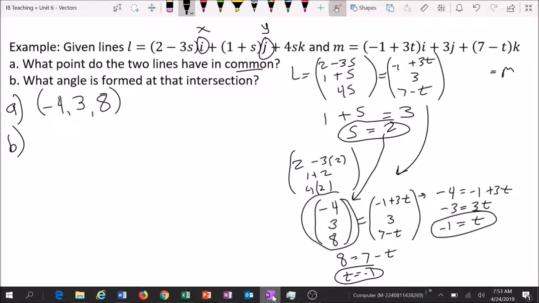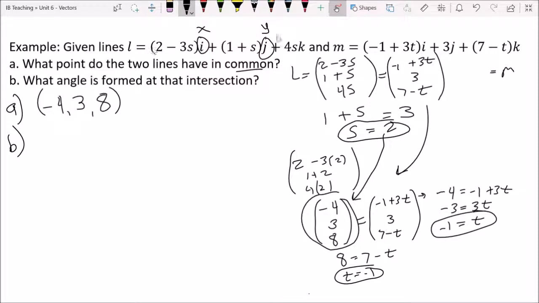Let's go to part B. We're asked for the angle that's formed at the intersection. Here's what gets a little bit confusing about a question like this one. I want to write these equations out in the original form we had. I'm going to do 2, 1, 0 plus s times -3, 1, 4. I'm pointing so you can see where I'm getting these from. Notice those are all the numbers that were next to an s.